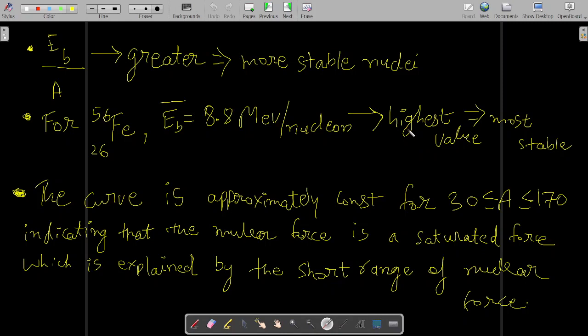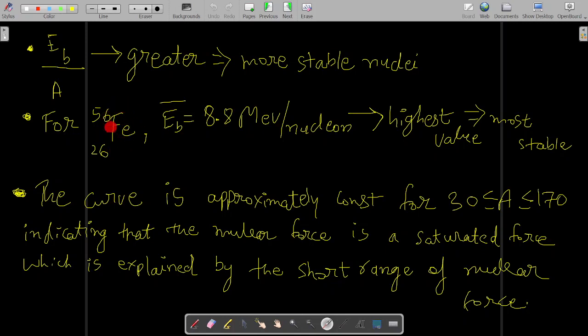Do not confuse it with chemical stability. Chemical stability is very different and nuclear stability is very different. When I say that the Fe-56 nucleus is stable, I just mean that the nucleus is stable, not that the atom is stable. Atomic stability depends on electronic configuration, while nuclear stability depends on nuclear configuration. So the Fe-56 nucleus has the highest stability in the periodic table.